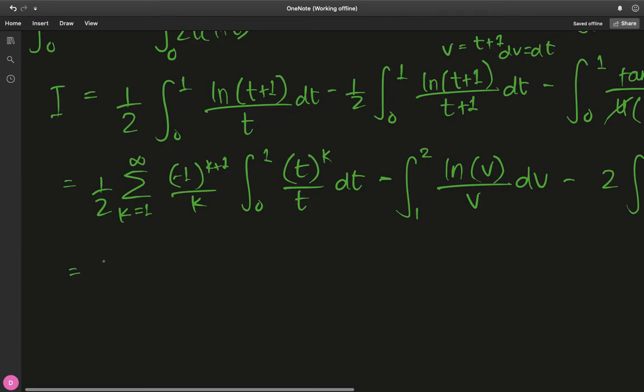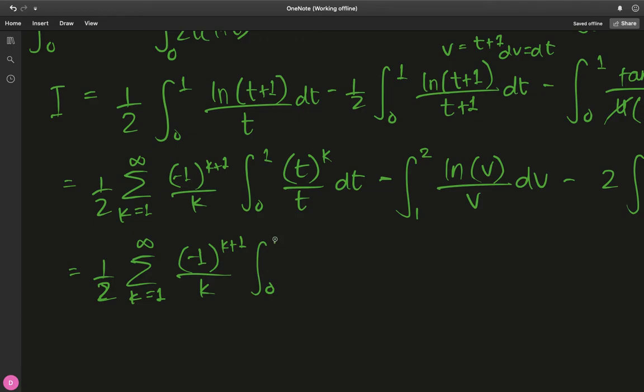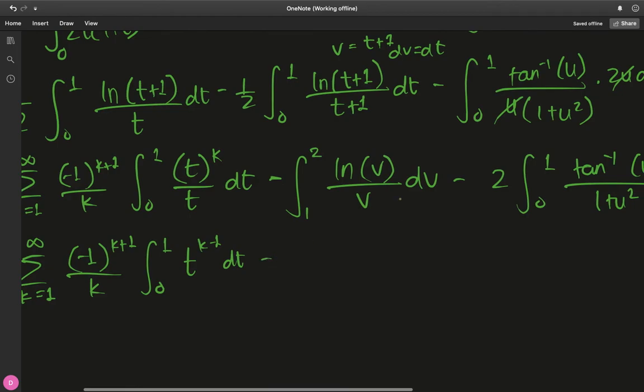So notice this becomes half of the sum from k equals 1 to infinity of minus 1 to the k plus 1 divided by k times integral from 0 to 1 of t to the k minus 1 dt. And notice that if you want to do another substitution, you can go ahead and do that.